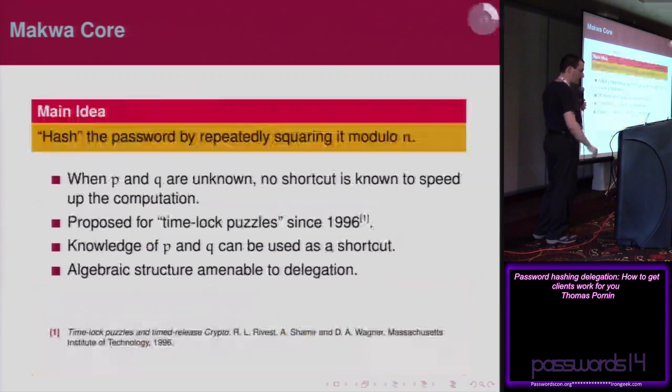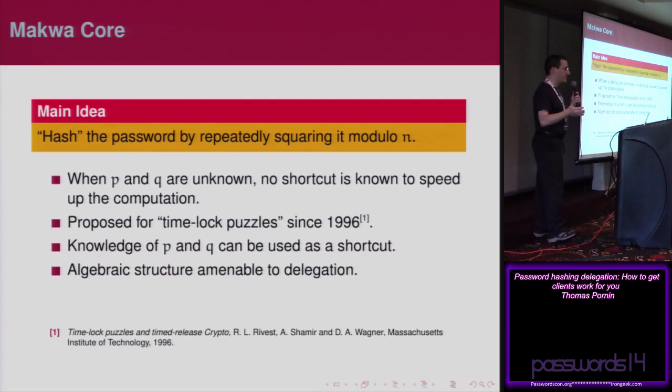So that's my tool. The main idea is that we hash a password by converting it into an integer modulo n, and then we square it a lot of times. The hard work is doing a lot of squarings. So it's not a new idea. It's a new idea for password hashing, but spending time without known shortcuts has been proposed since 1996. It was called the time lock puzzle.